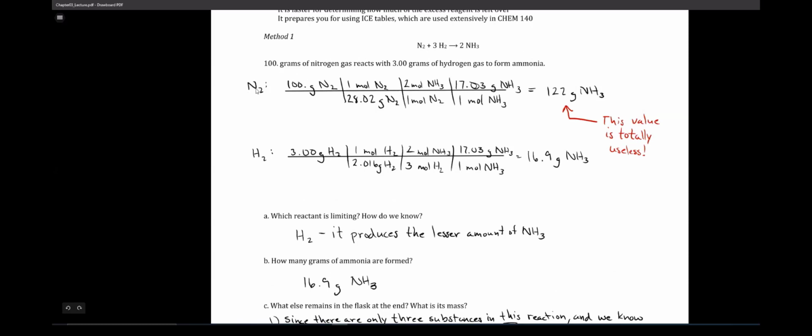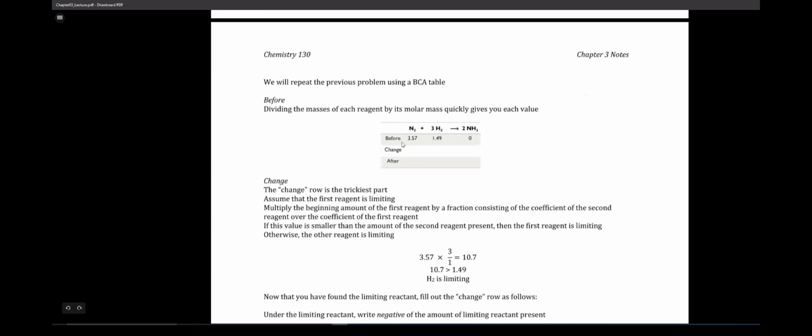So where did I get the value for nitrogen? It's 100 divided by 28.02. That's the 3.57 right there. And if we want to write a note on that, we certainly can. So that's 100 grams divided by 28.02 grams per mole. That number is 3 grams divided by 2.016 grams per mole.